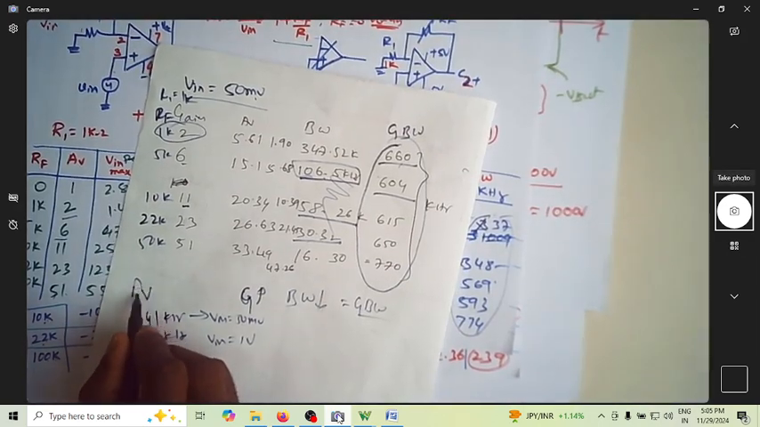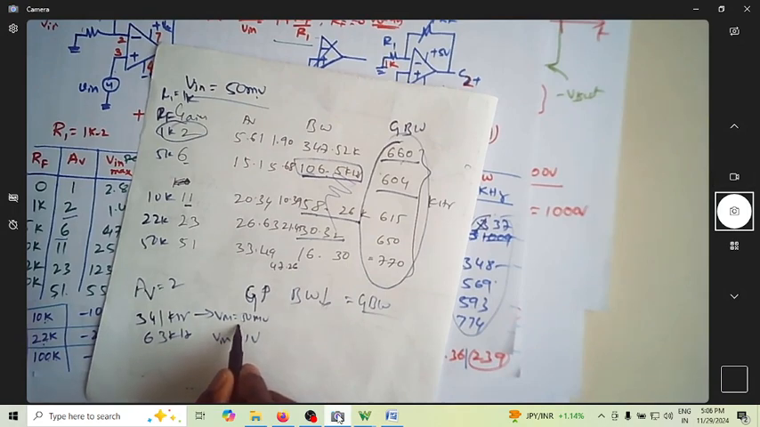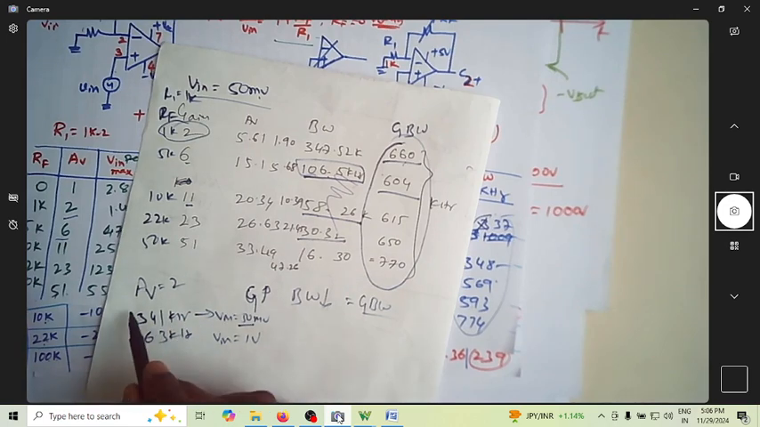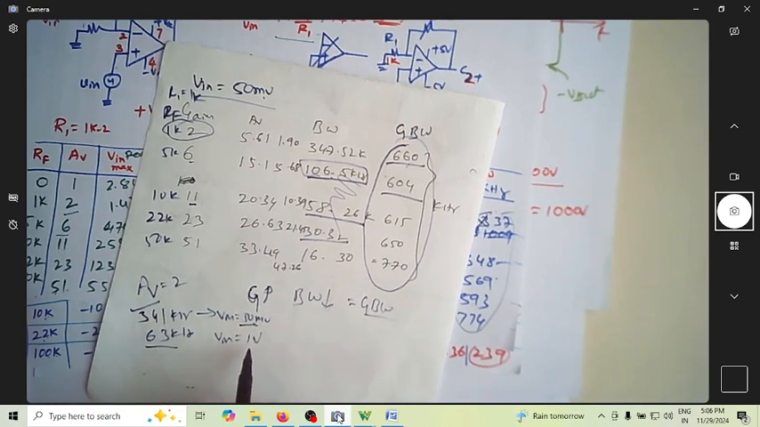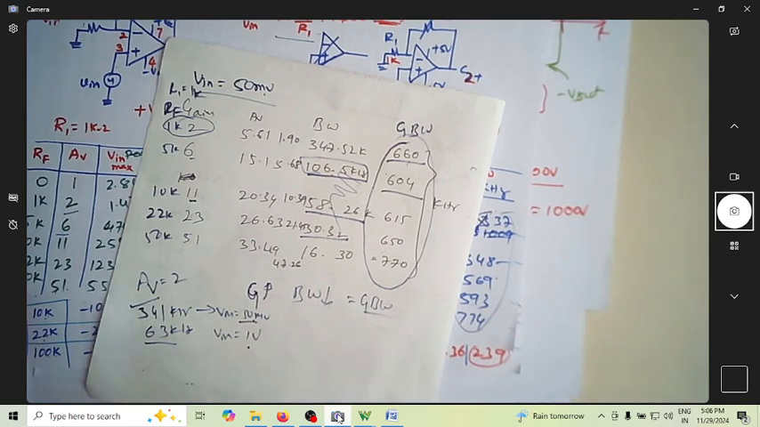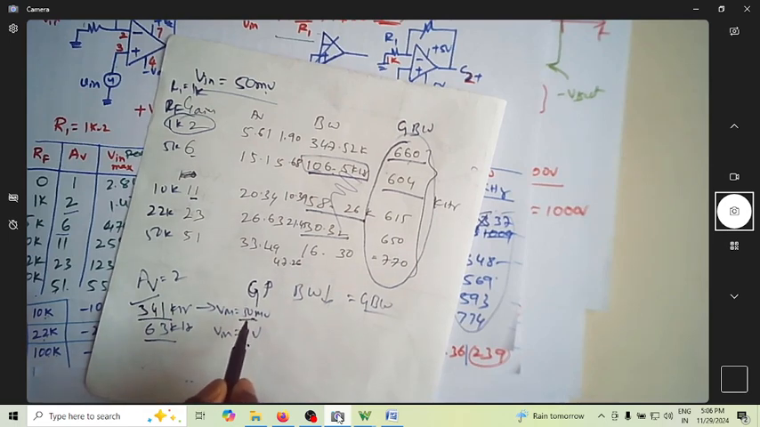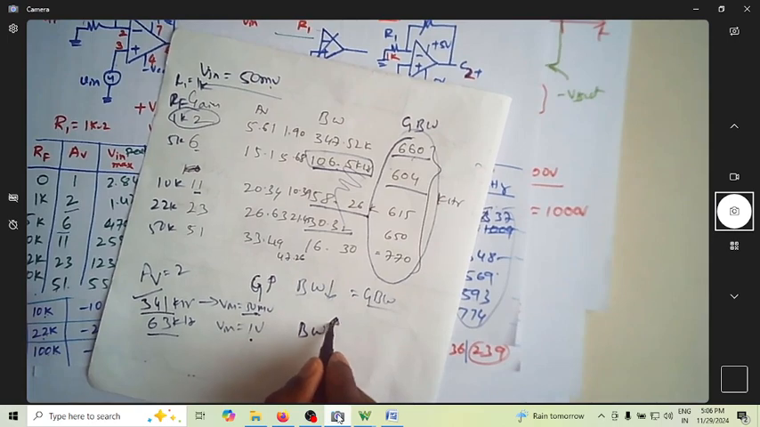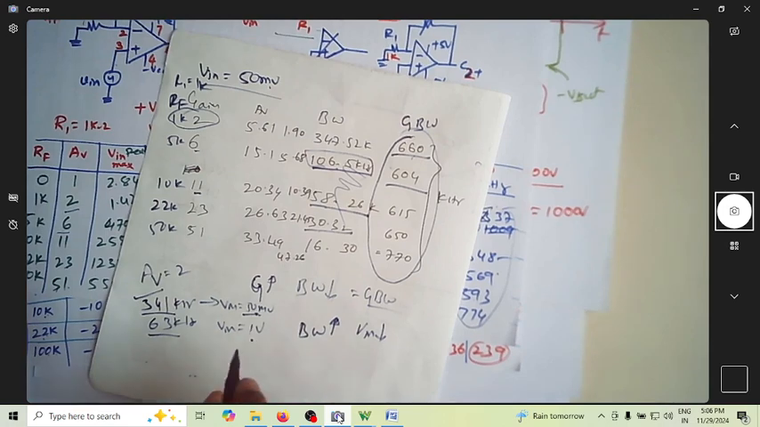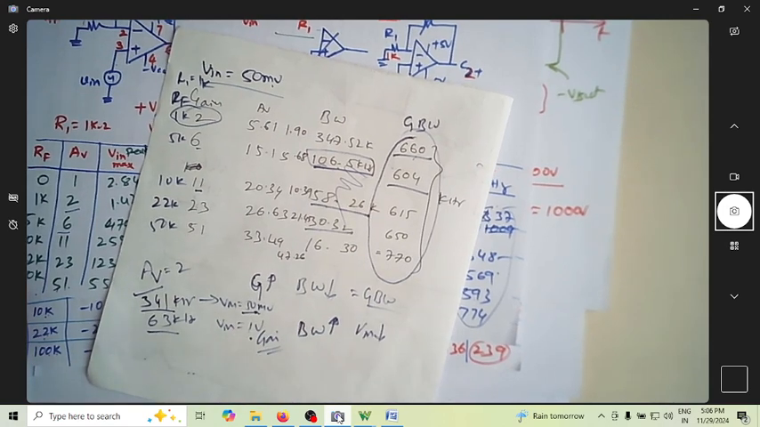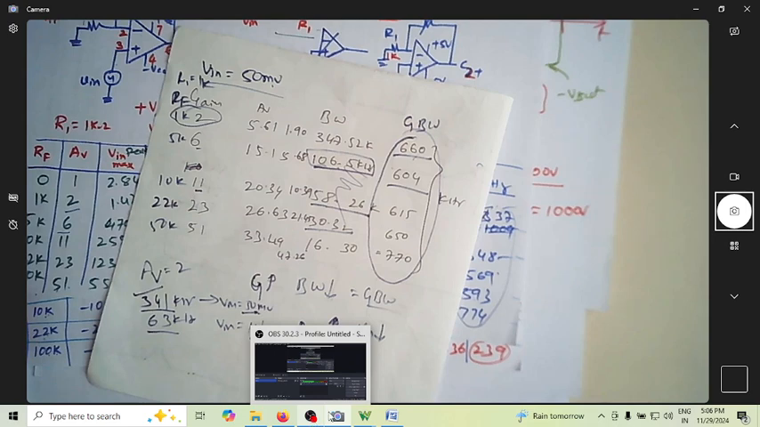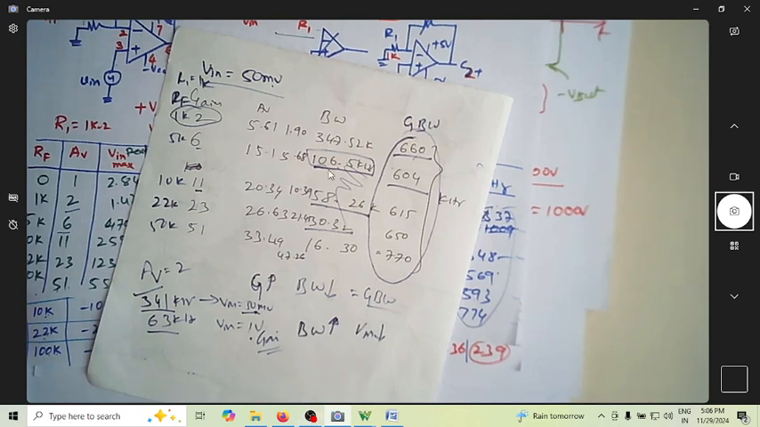For a gain of Av equal to 2 with input amplitude 30 millivolt, of course for gain there is no problem, but the bandwidth is good for lesser amplitude than for higher amplitude at the input, because the op-amp will actually take more time to swing from a larger amplitude. When the amplitude is less, it swings faster, so that it can operate even at higher frequencies. So the bandwidth is more if the Vin is less, for the same gain. That's an interesting observation.